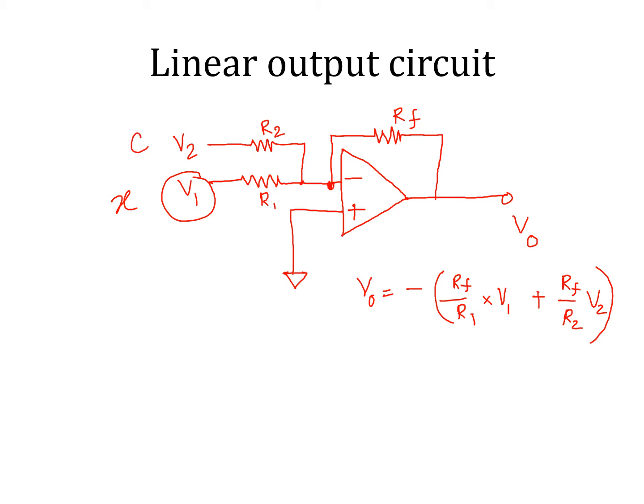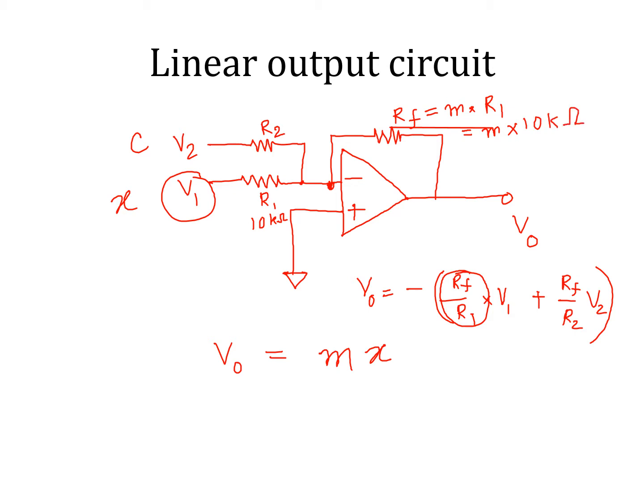In that case, what we need here is V0, that is Y, equal to X times the M. So it means the ratio of RF and R1 should be M. So what will I do? I'll keep this RF value equal to M times the R1. So if R1 is 10 kilo ohm, then this RF will become equal to M times the 10 kilo ohm.